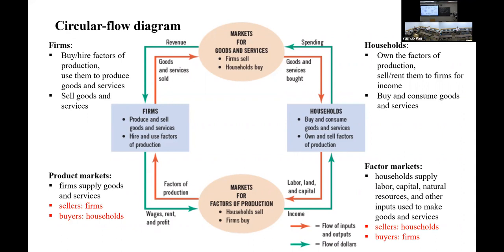And the red line, that direction, is the goods and services, factors, whatever. And the green line is the money. It's the cash flow.